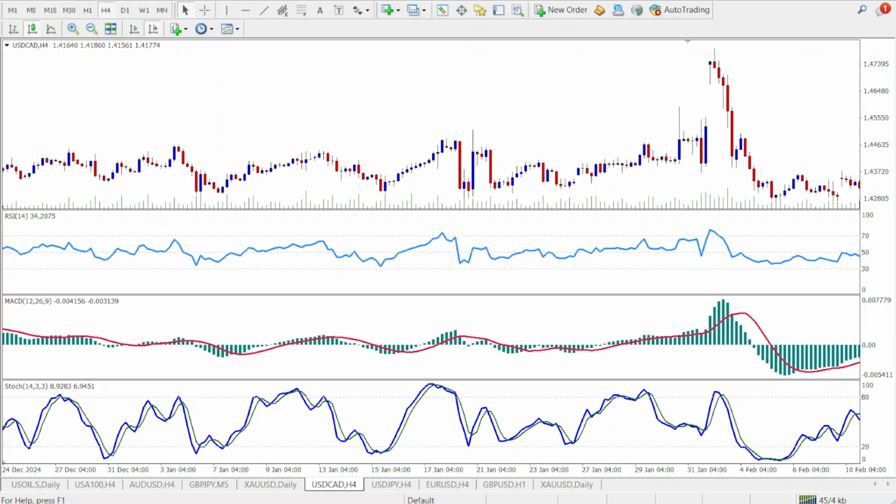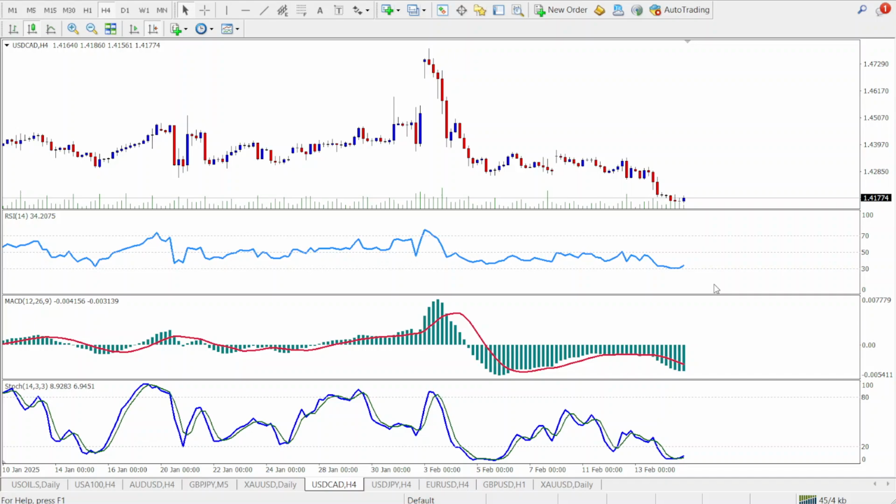First up, the RSI, the relative strength index. It is a momentum oscillator that measures the speed and change of price movements. It moves between 0 and 100, with the key levels being above 70 for overbought, meaning the asset may be overvalued and due for a pullback, and below 30 for oversold, meaning the asset may be undervalued and due for a bounce.